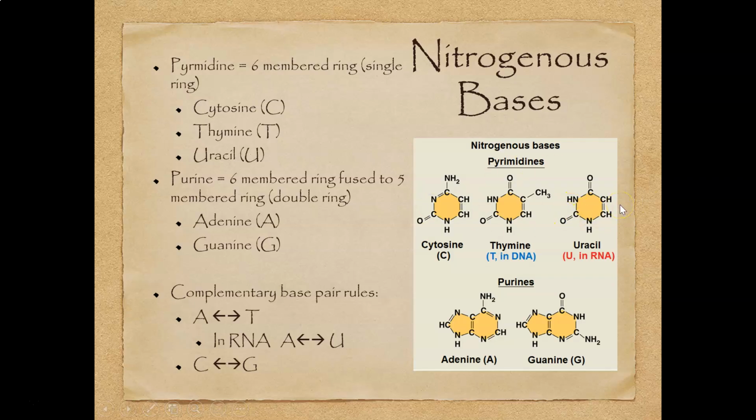When we look at adenine and guanine, they are a 6-membered ring fused to a 5-membered ring, so they're a double ring. And these are your purines. So pyrimidines and purines. When we talk about your complementary base pairs, hopefully you know A pairs with T, C pairs with G, and then when I go to RNA, A pairs with U. If you look at it, A pairs with T or A pairs with U, G pairs with C. So you always have a purine bound to a pyrimidine.